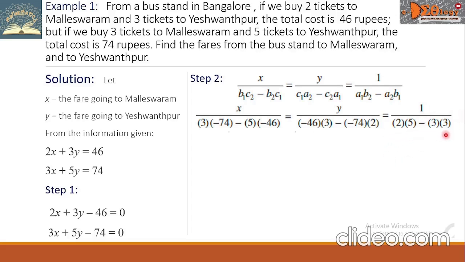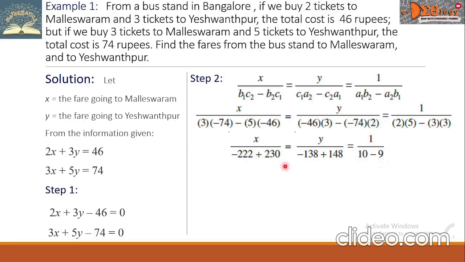Simplifying the denominator, in the first fraction we have negative 222 plus 230 equals the middle fraction. The denominator now is negative 138 plus 148 equals third fraction 1 over 10 minus 9.